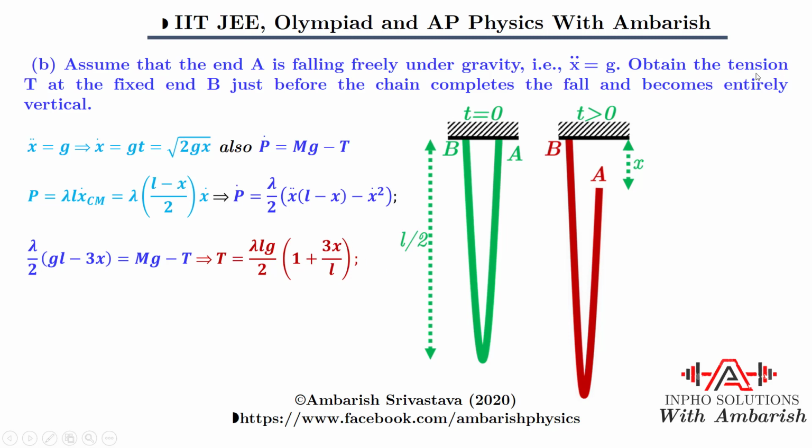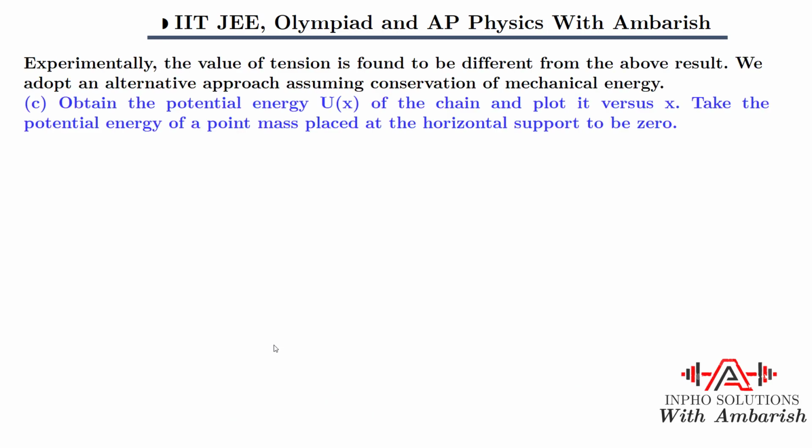But we are supposed to find tension when the chain is completing the fall and becoming entirely vertical. That means instead of x, I need to put L, and if you do that, you get tension is equal to twice lambda Lg. So that was part B. Now let's look at the next part.